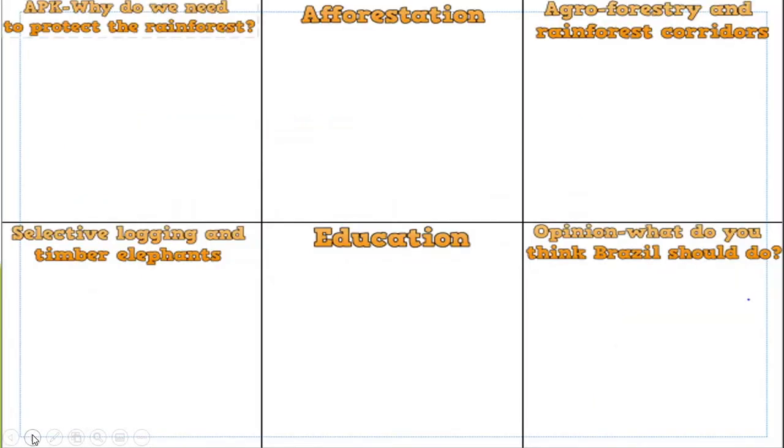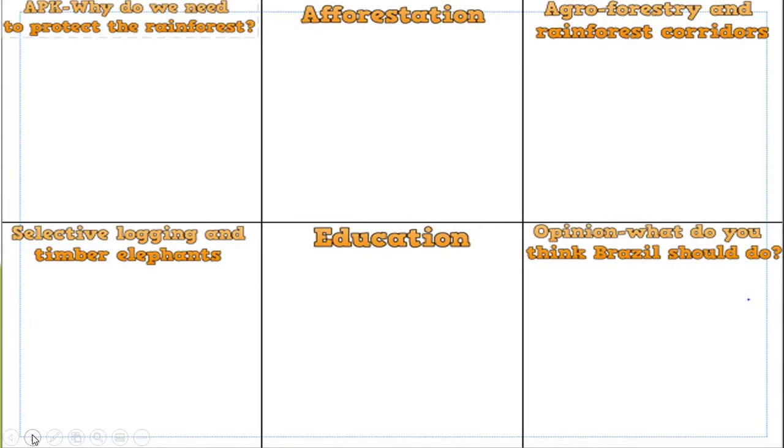Okay, so you'll need a full page for this. This is the table you're going to use today. So we've got your prior knowledge, why do we need to protect the rainforest, afforestation, agroforestry and rainforest corridors, selective logging and timber elephants, education, and then finally opinion. What do you think Brazil should do?